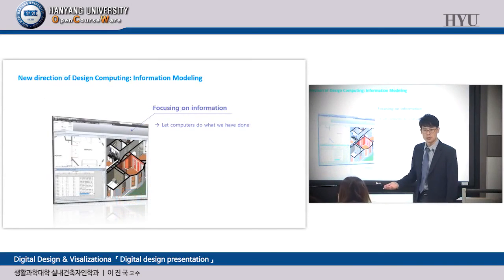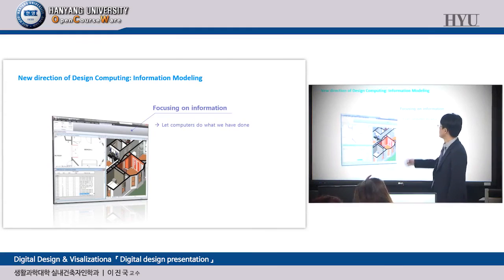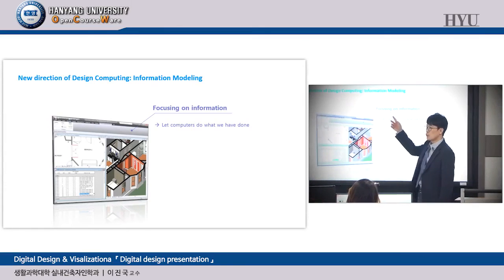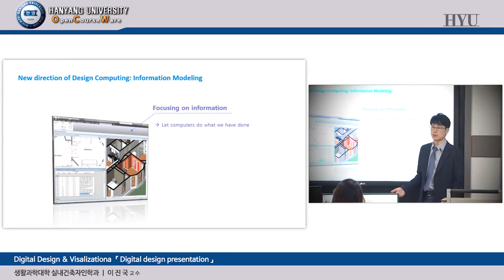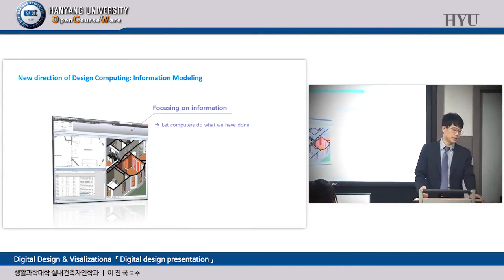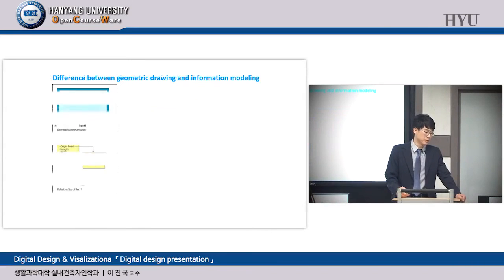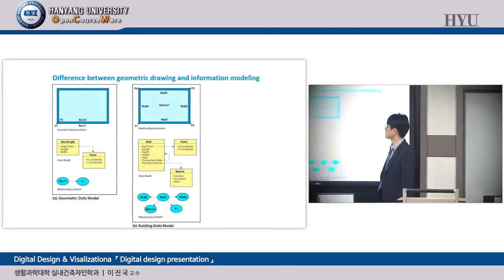But we are smart. We invented new software, new approaches. In the end, we invented something to let computers do what we have done, okay, including the entire process. We are focusing on information, not just geometric shapes, okay? That's the concept of building information modeling, and this is the most advanced feature we have invented. So let's compare two of the same geometry. Take a look.